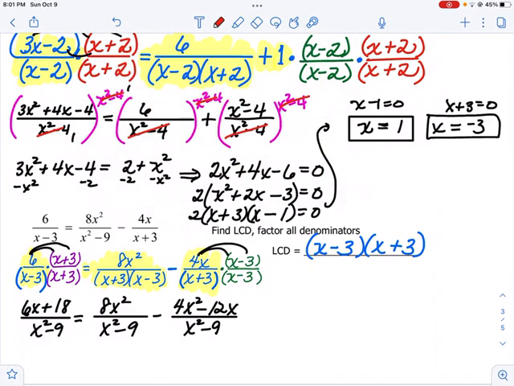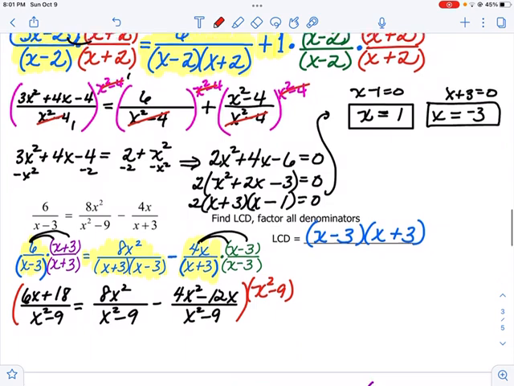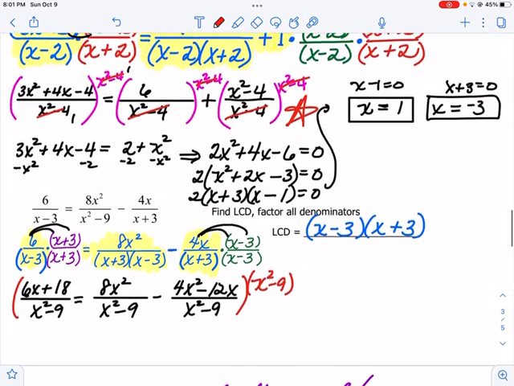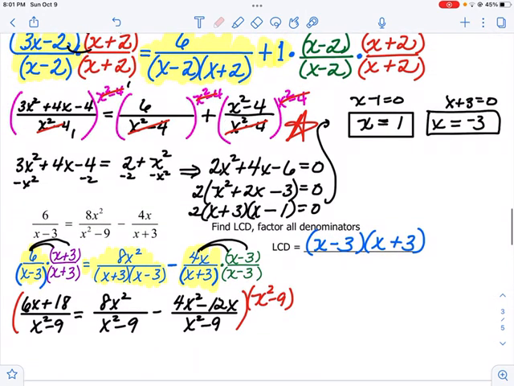So what we're going to do then is we're going to multiply both sides of the equation by x squared minus 9. And that means each denominator is then going to cancel, kind of like we did up here. Each denominator is going to cancel, so we're going to be left with 6x plus 18 equals 8x squared minus the quantity 4x squared minus 12x.